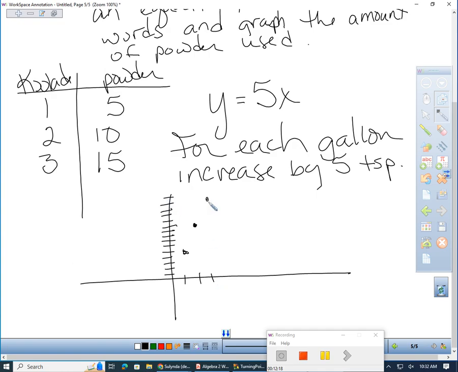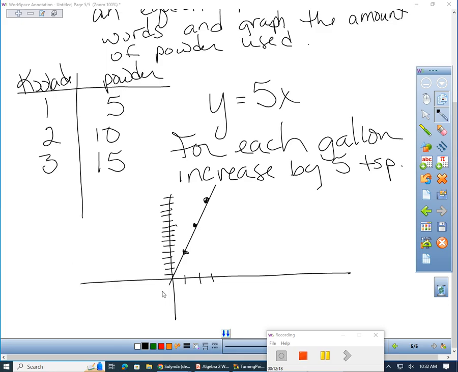All right, so I want to talk about on this one, would we connect the dots? Can we make half a gallon? Absolutely. Can we use half a teaspoon? Absolutely. So we would connect these dots. Questions? No questions? Okay. The only other thing I want to point out, I want to make sure I describe one of the problems and what it's doing.